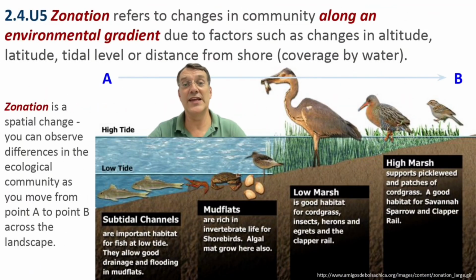Zonation refers to changes in community structure along an environmental gradient. Unlike succession, which is a change over time, zonation is a spatial phenomenon where you can observe different communities as you move across the landscape from point A to point B. This coastal example shows how distinct zones develop from subtidal channels to the high marsh habitats.